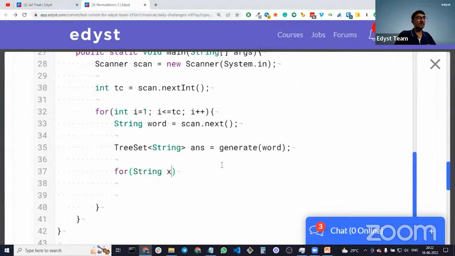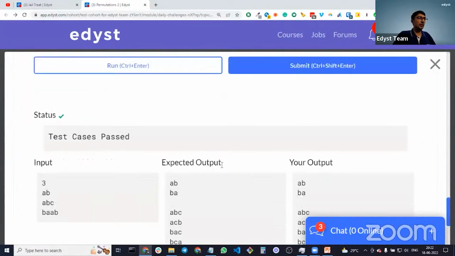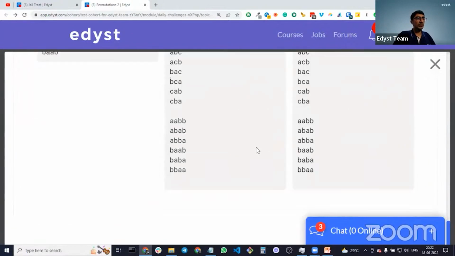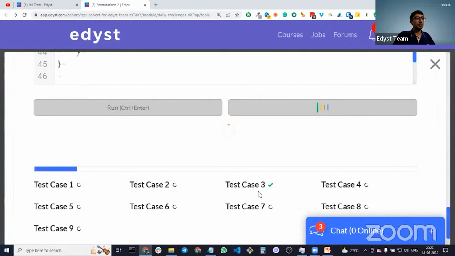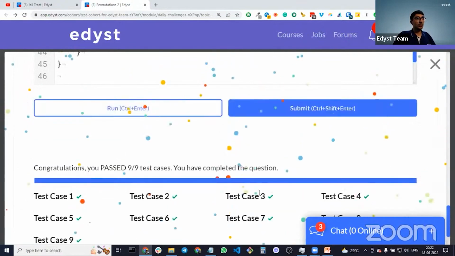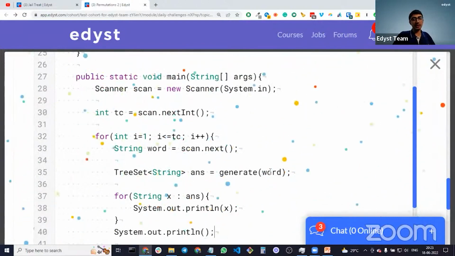And then finally, for string X in answer, System.out.println X, and a new line at the end. So I run this. Oh, no compiler error also. That was quick. If I submit it, voila, okay, that was cool. I expected some compilation error at least.